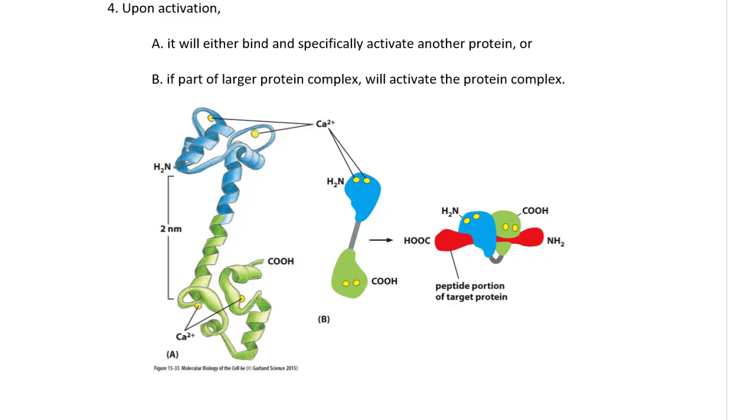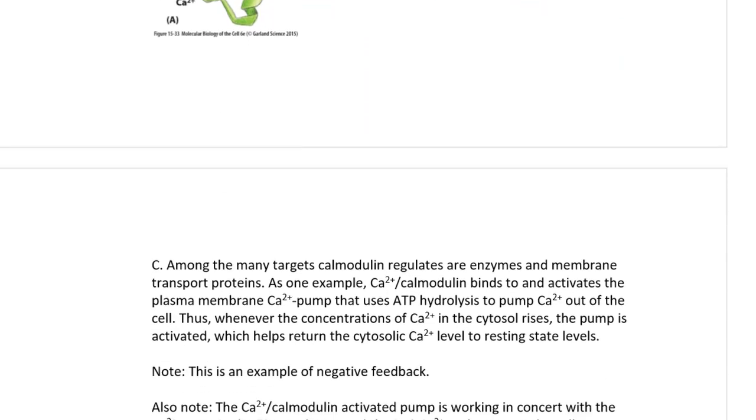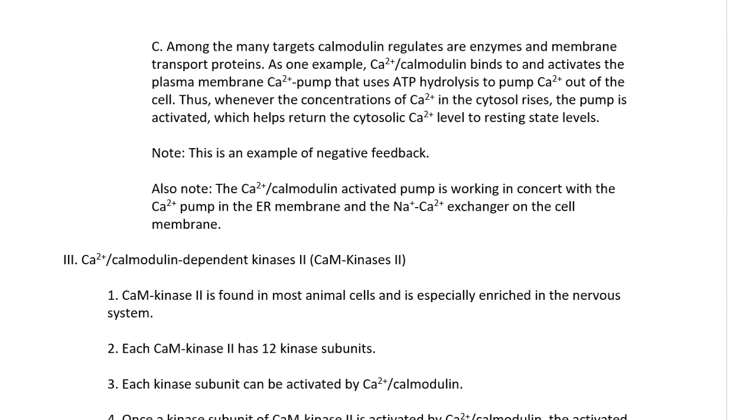So here we have a picture of calmodulin. And you can see it's a rather not very large protein, kind of looks like a dumbbell, and it has 4 binding sites for calcium. Once it has calcium bound, it will go on to bind to other proteins. And this is just showing you a small portion of another protein, not the whole protein. That will lead to the activation of that target protein. Among the many targets calmodulin regulates are enzymes and membrane transport proteins.